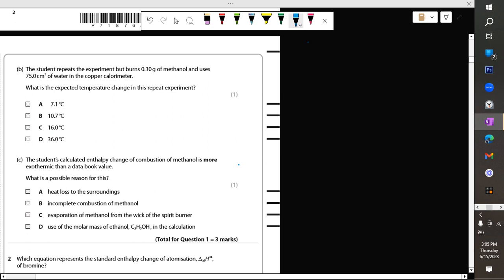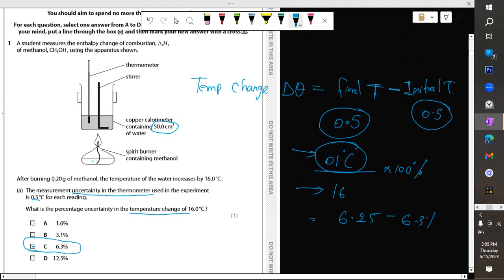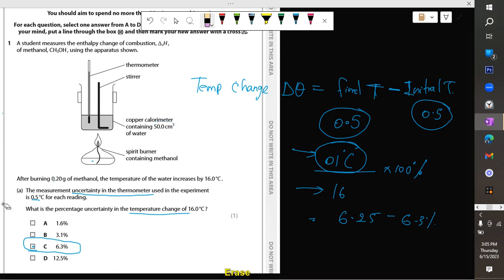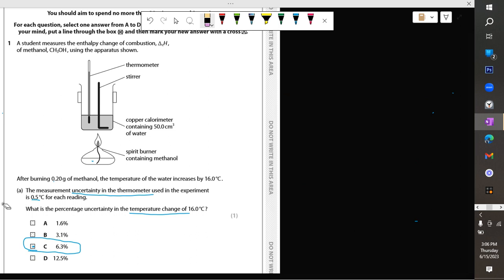Question number 1, part B. The student repeats the experiment but burns 0.3 grams of methanol and uses 75 cubic centimeters of water in the copper calorimeter. What is the expected temperature change in this experiment? Back to the apparatus. I'm going to raise these details since we need more space to write some things. Part A answer is C.